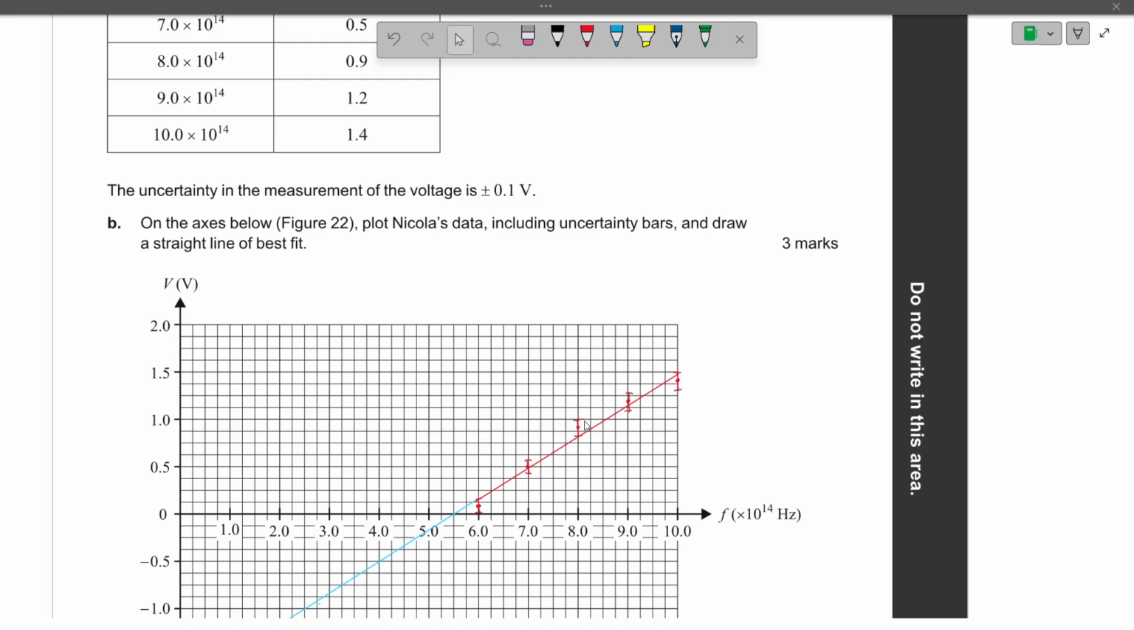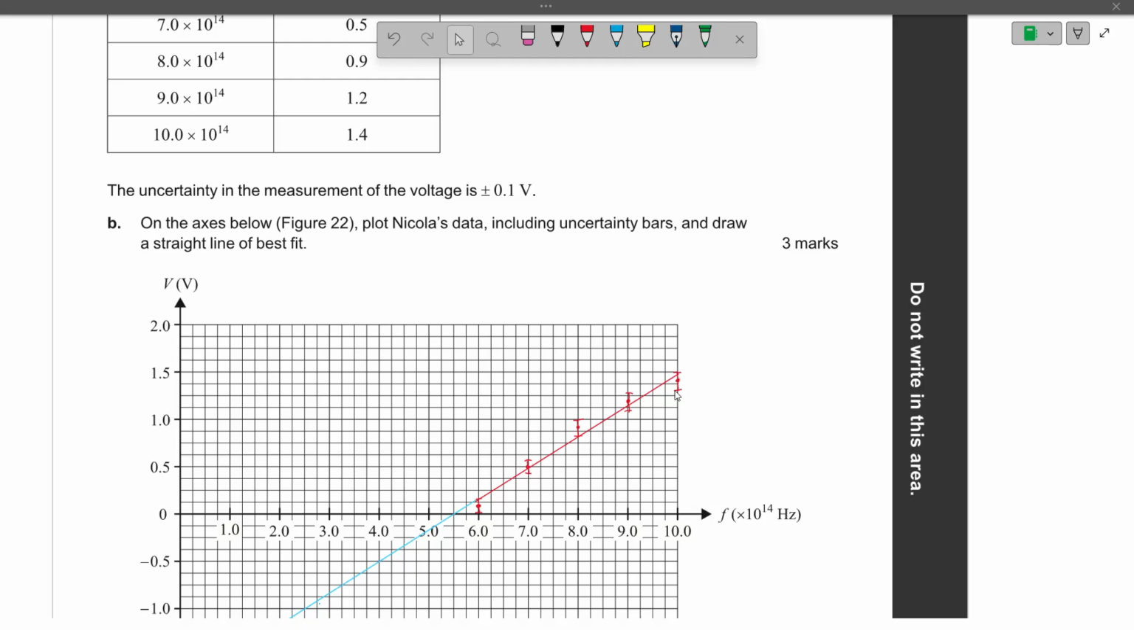Mine are a little bit all over the place, but try and just be super careful. It's a bit hard for me to draw on the screen. But if you've got the points in roughly the right spot and your error bars are roughly the right size, then you should get your marks for that.